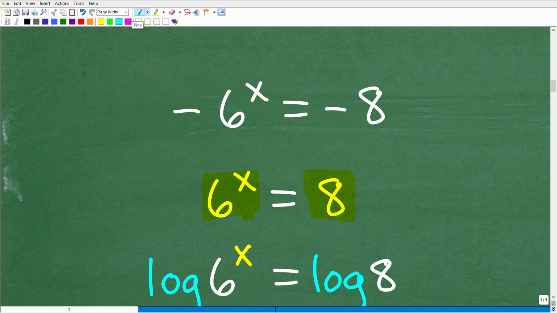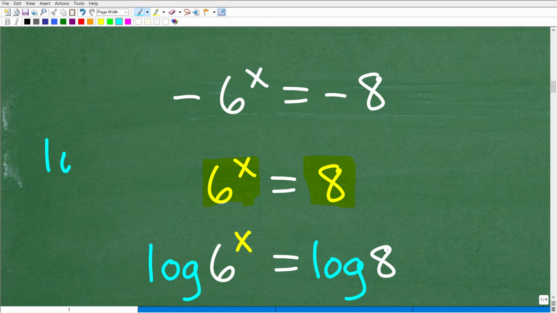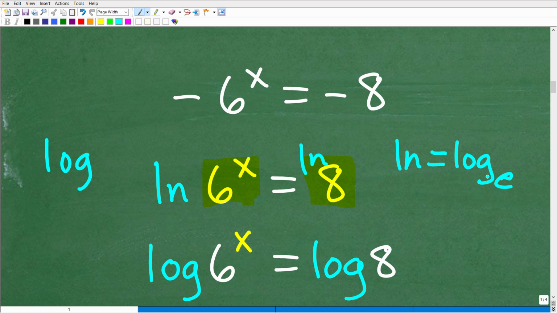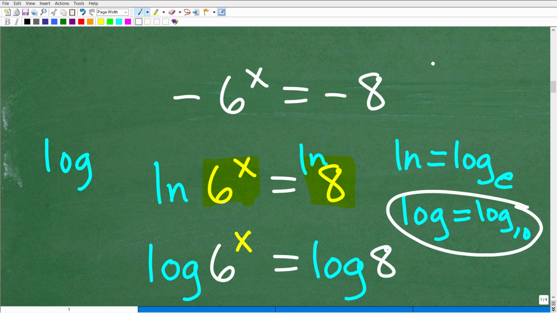Now, you could use any log, any base that you want. In other words, we could take the ln of both sides. If you don't know what the ln is equal to, hopefully you do, that is log base e, which we call the natural logarithm. But log by itself is log base 10, which is called a common log. The reason we want to use this is because we have a lovely button on our calculator, log.